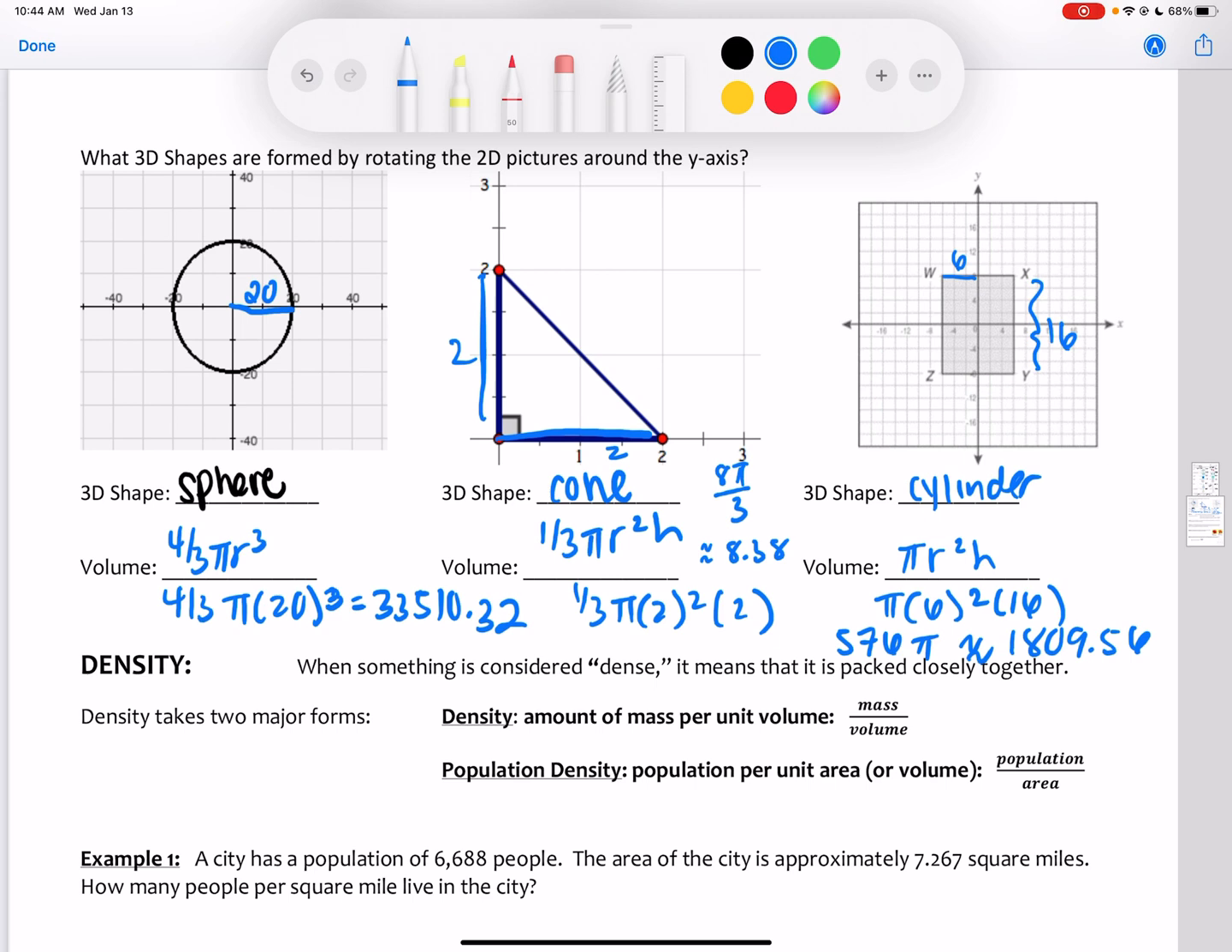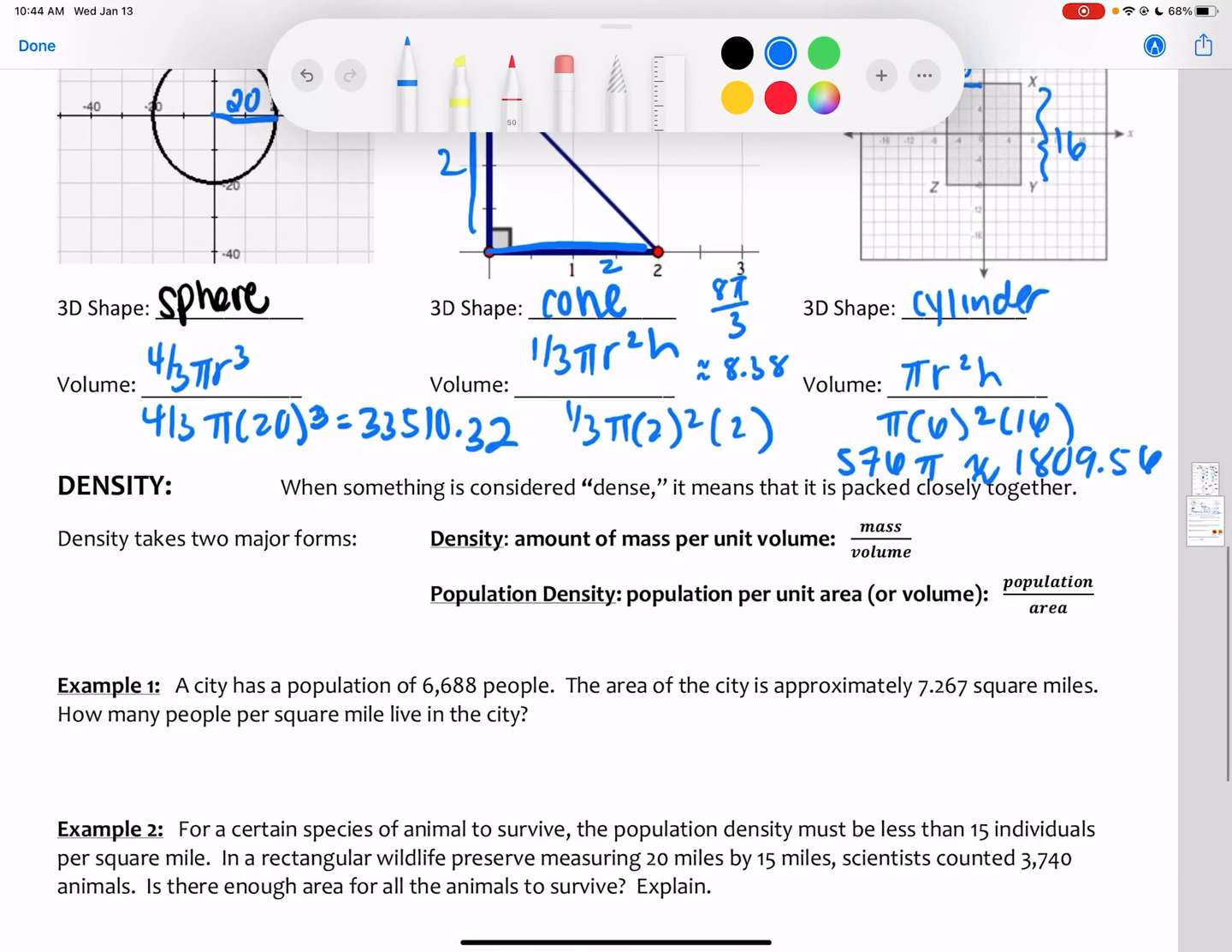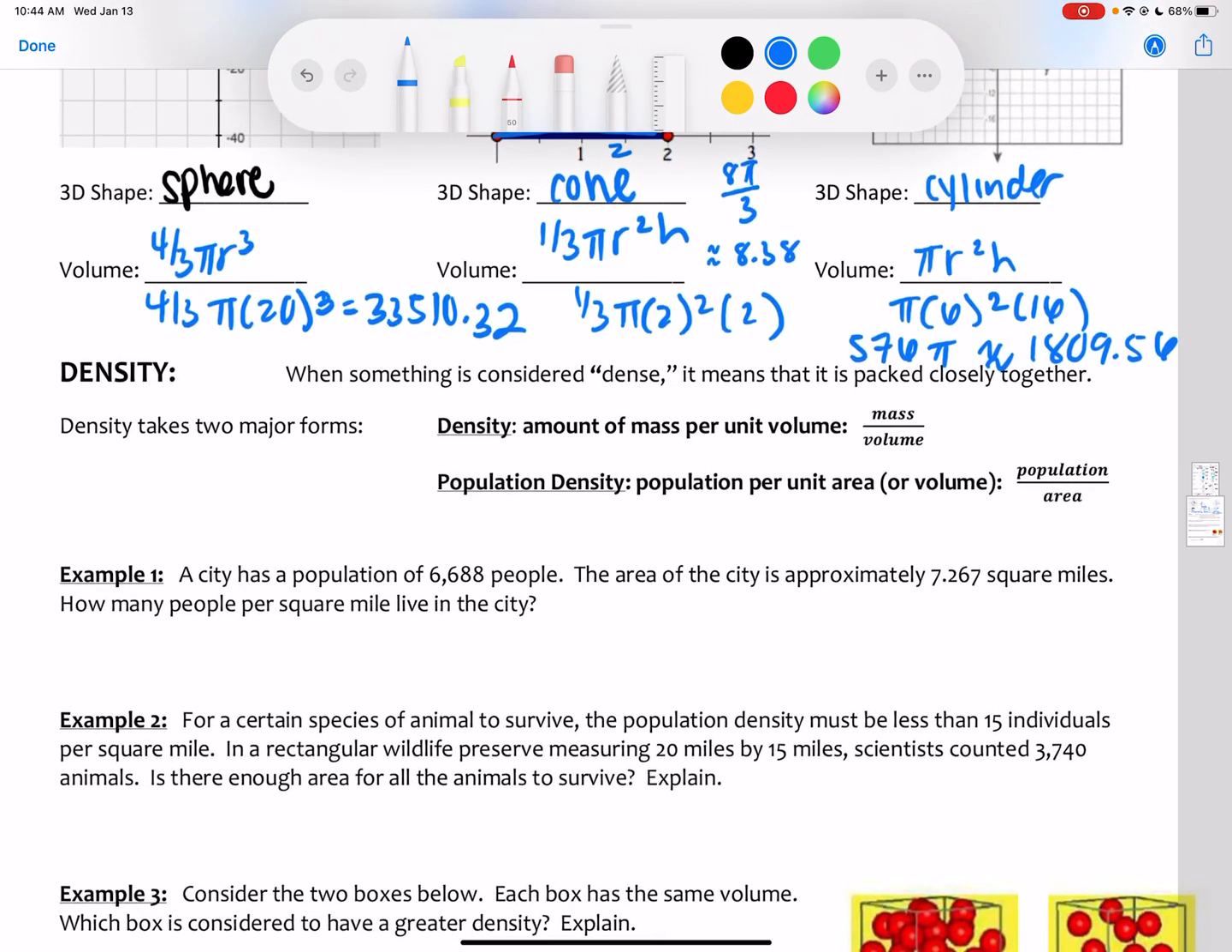All right, so for this next part, we have density. Density is how closely packed something is together. You really just need to know the formula for these two. So density is mass over volume. Population density is the population over the area. And that's going to tell you how many people are in like a square foot or how many people are in a square mile. So a city has a population of 6,688 people.